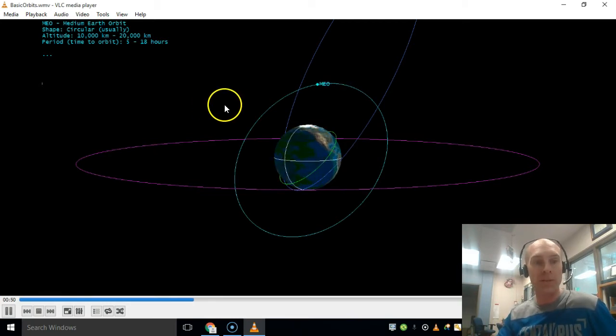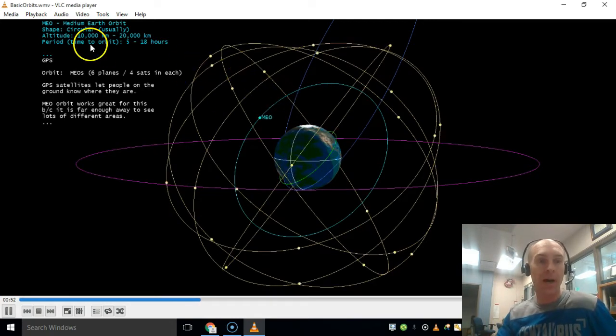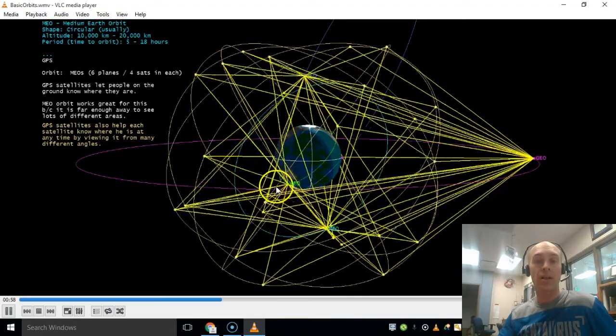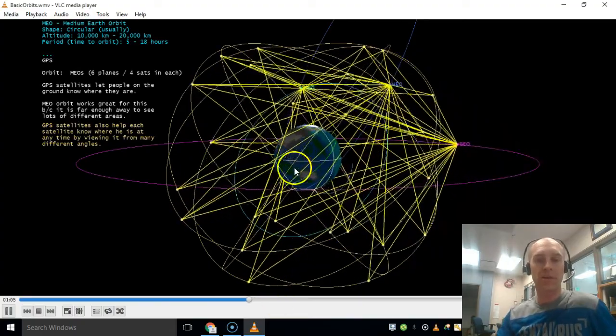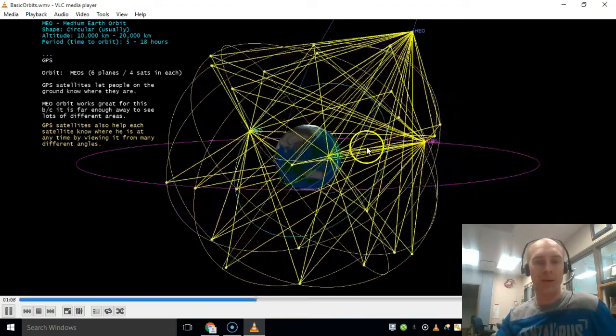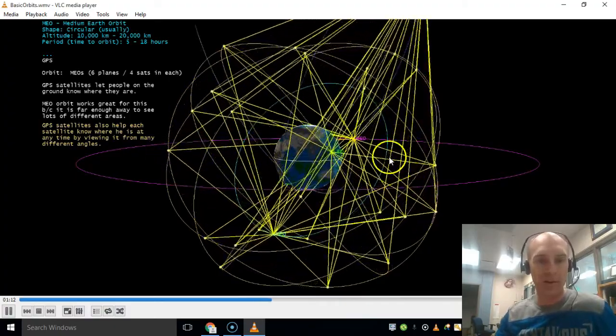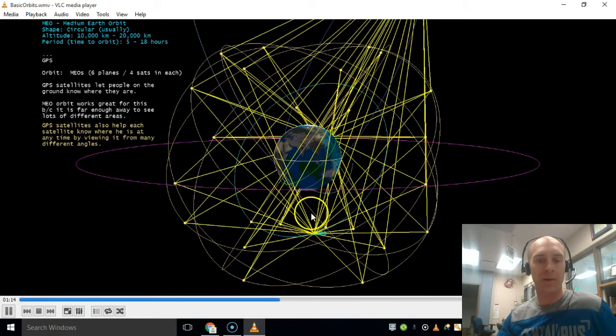There's also MEO orbits, which are usually circular, 10 to 20,000 kilometers, which is a 5 to 18 hour period. And these are great for GPS. You can see large portions of the Earth. So you can see they all connect with this geostationary orbit and with each other. So you have constant coverage over the entire Earth. So that's what's giving us sort of this network of coverage.